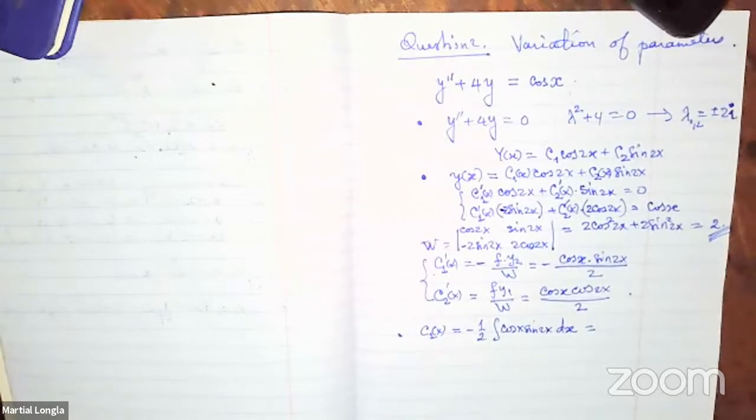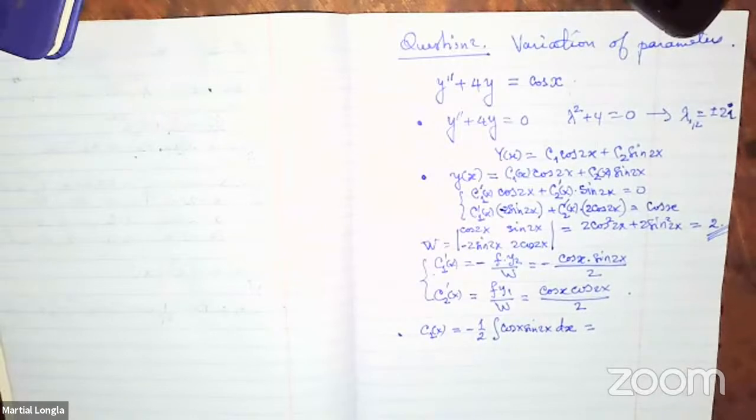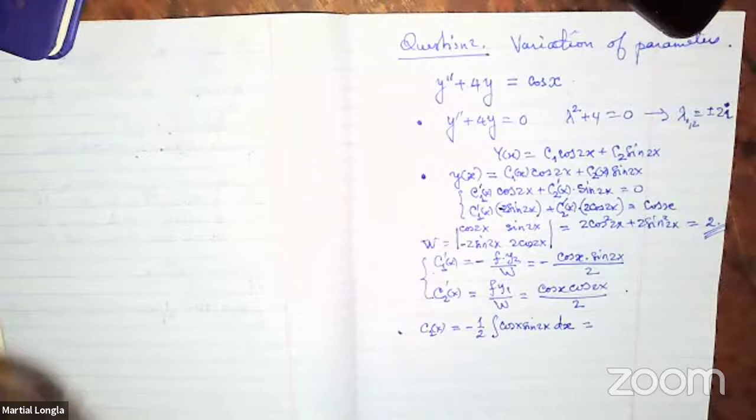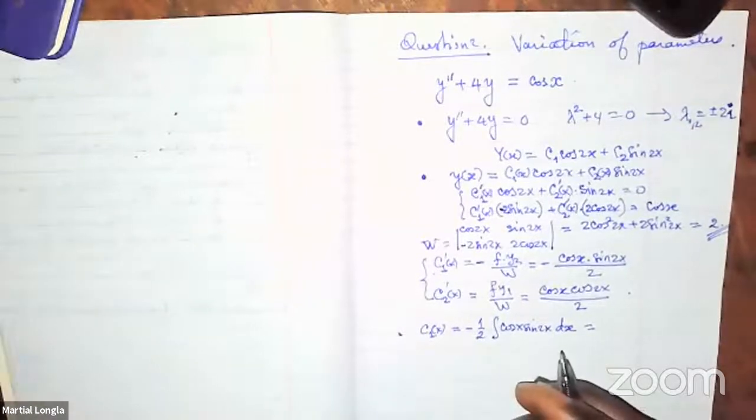Anybody to help me here? How do I integrate this thing? Would you start by plugging in 2 sine x cosine x for sine of 2x? Or is that not the right first step?